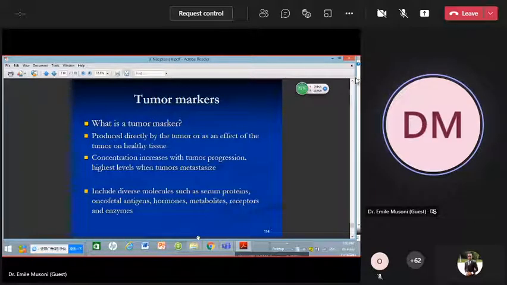Tumor markers. A tumor marker is produced directly by a tumor or as an effect of the tumor on the healthy tissue. Concentration increases with tumor progression, with the highest level in tumor metastasis. They include diverse molecules such as serum proteins, oncofetal hormones, metabolic receptors, and enzymes.